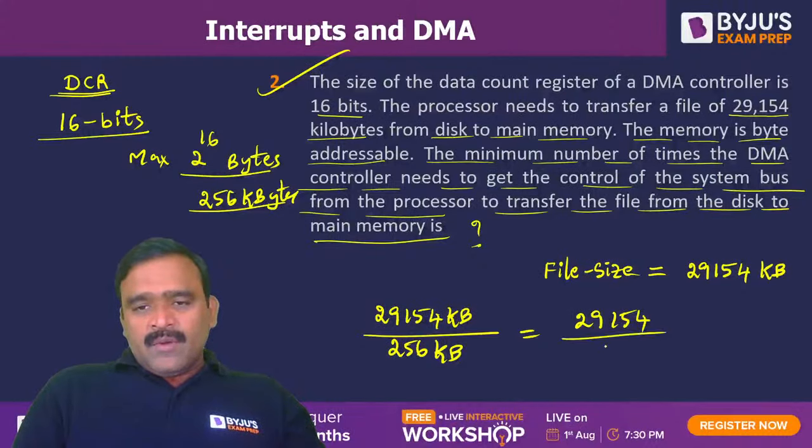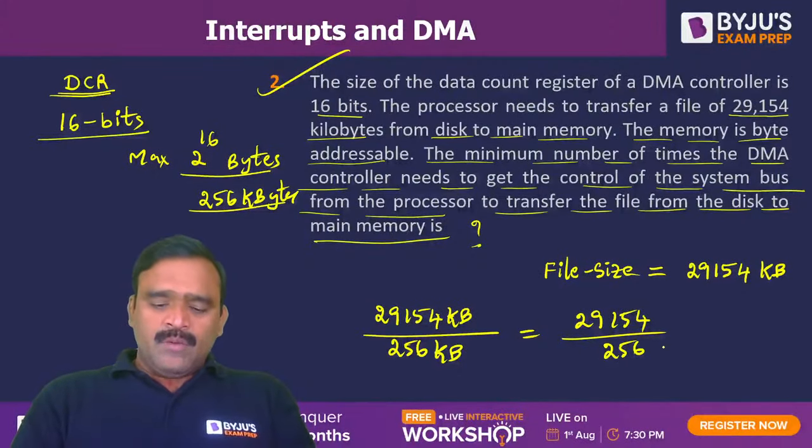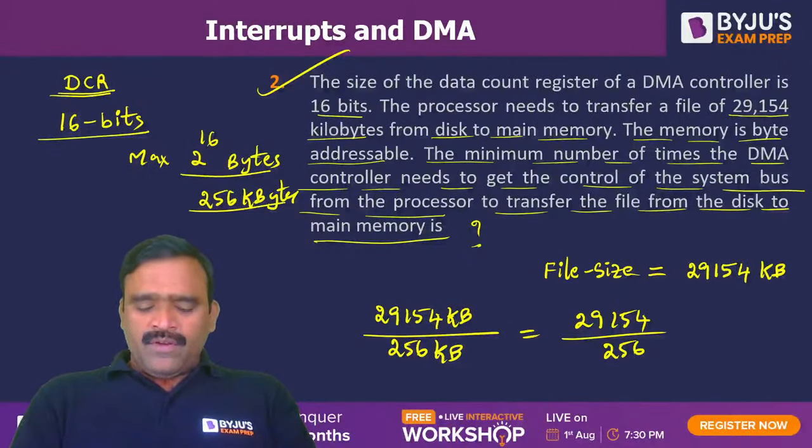You can just find out 29,154 divided by 256. What is the value of this? Can anybody tell me? 29,154, just wait, 29,154 divided by 256. 29,154 KB, right? Yes, exactly. So 29,154 divided by 256. Why 256?